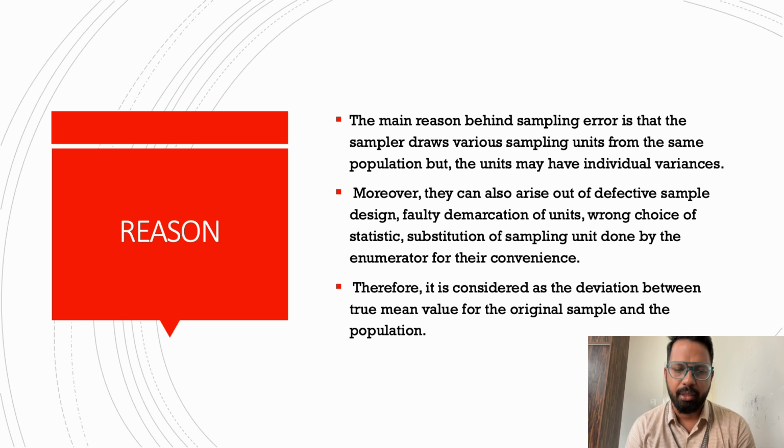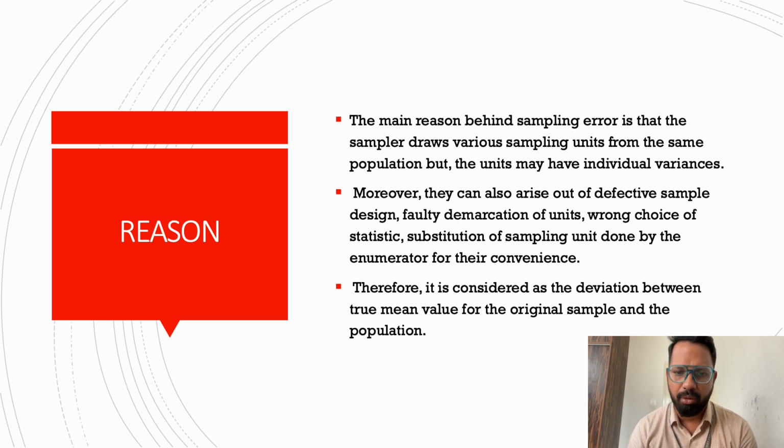Now we will discuss the reasons for sampling error. The major reason for sampling error is that whenever you are drawing various samples from the same population units, if the units have individual variance, then definitely sampling error occurs.